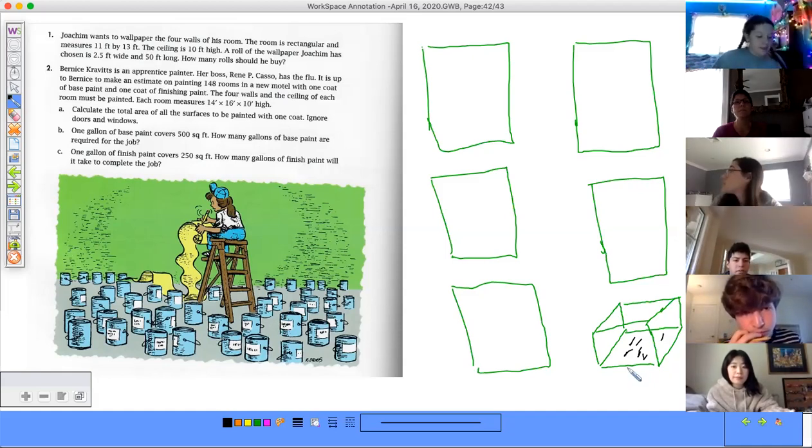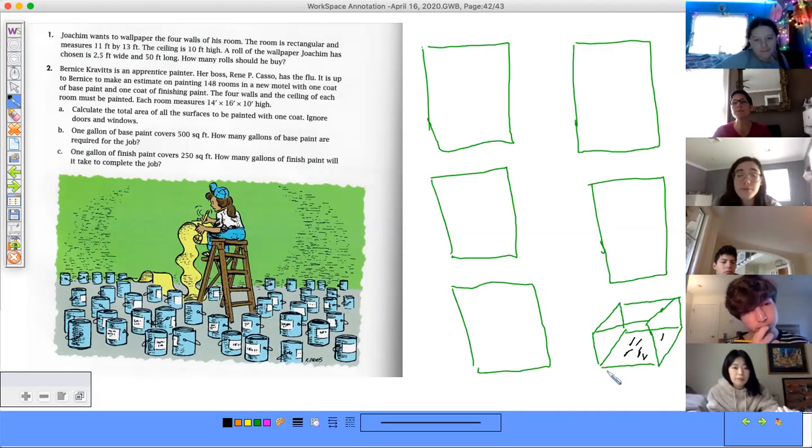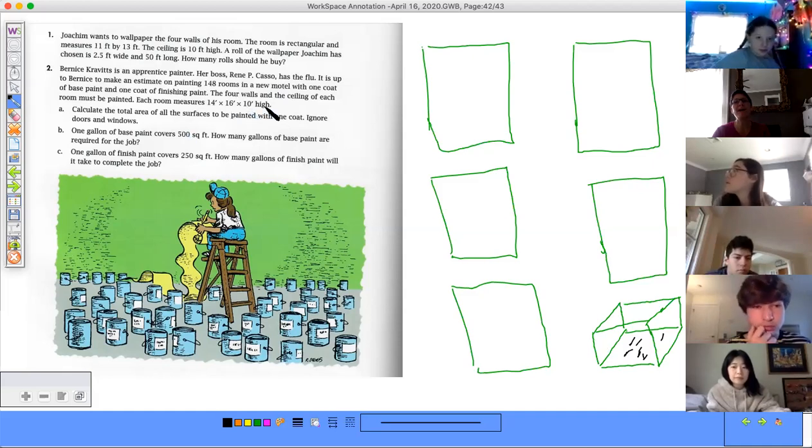11, 16 by 10. What did you say? 14, 16, 10. But what are the dimensions of just the floor? Because the floor, it's only 2 dimensions. So what would be the dimensions of the floor? Because it says 14 feet by 16 feet by 10 feet high.